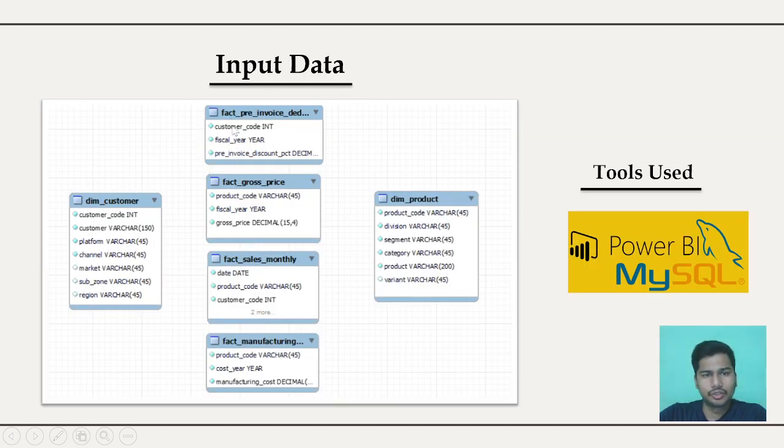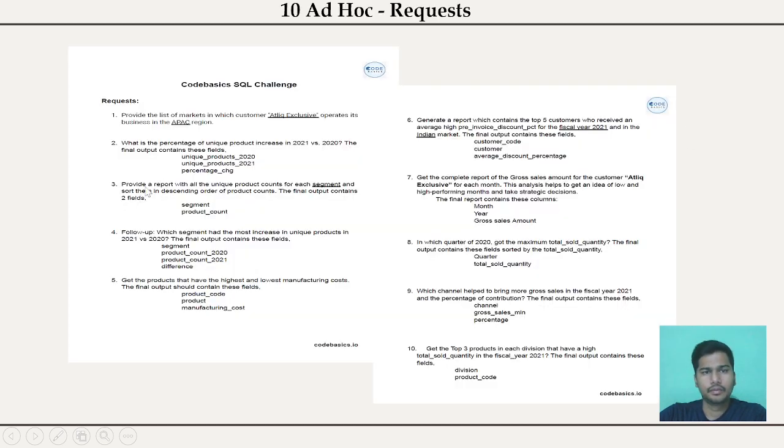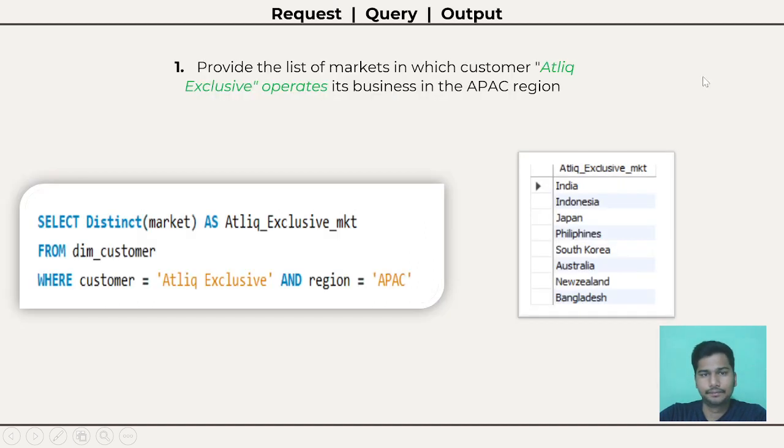This was the data which was given by them. These are the fact tables and their dimension tables. And the tools I used: I used MySQL for writing queries and Power BI for visualization. These are the 10 ad hoc requests which were given to us. Now coming to the requests.